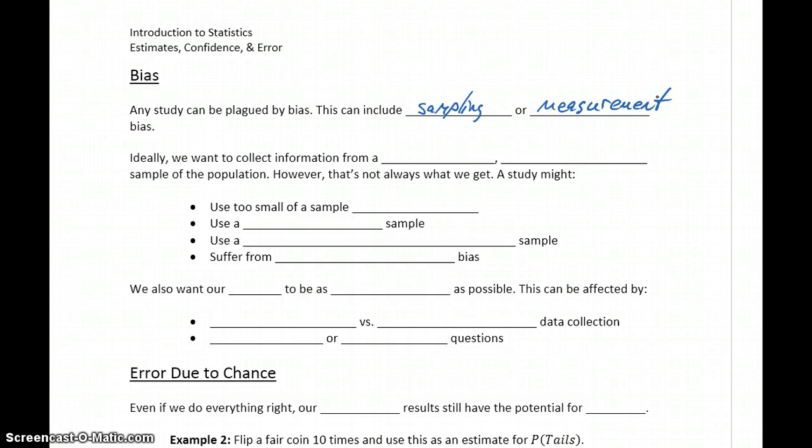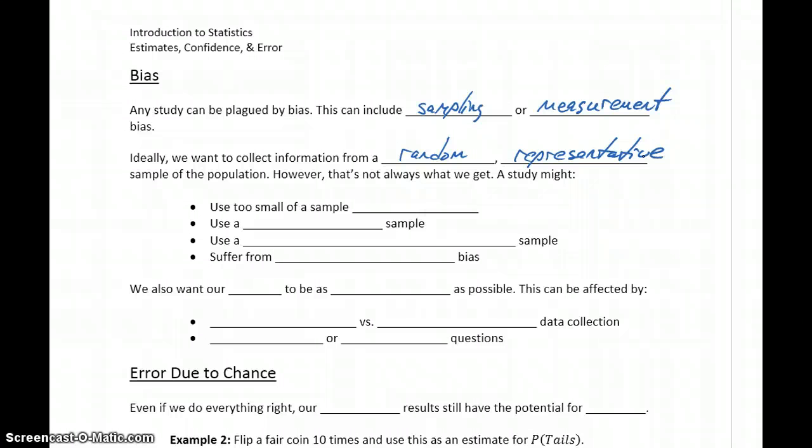So if we're using sample data to draw conclusions about a population, we hope to collect that information from a sample that's both randomly selected and representative of the entire population. Unfortunately, that's not always the case.